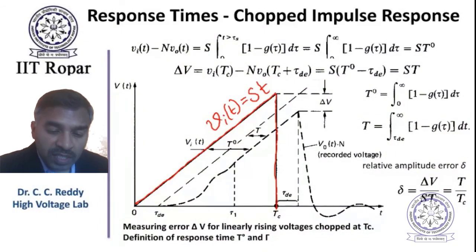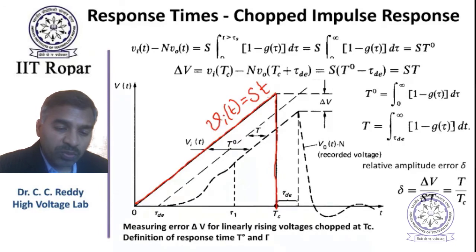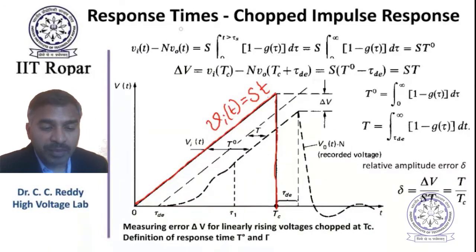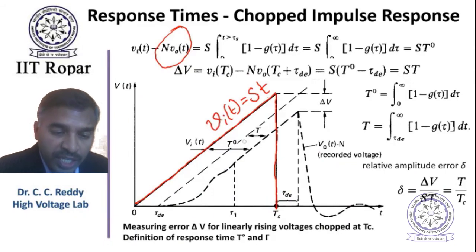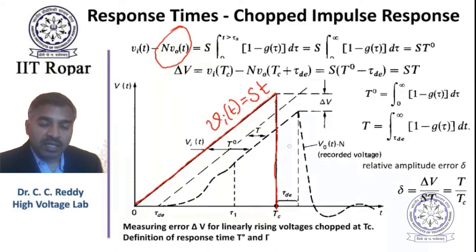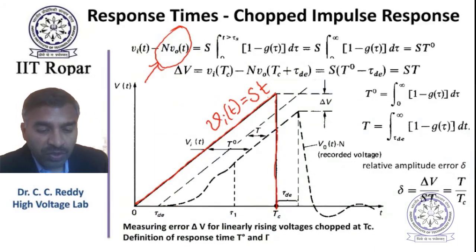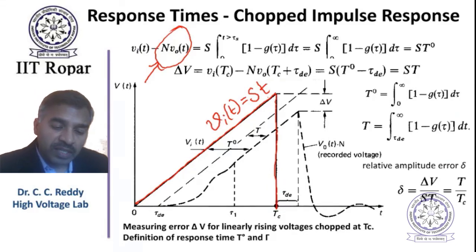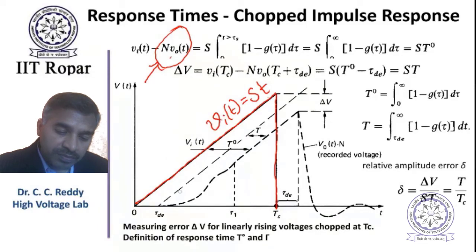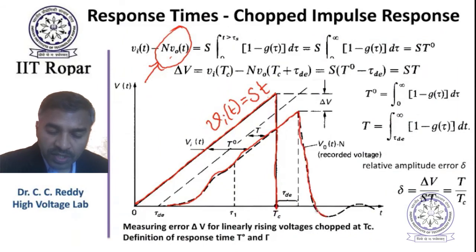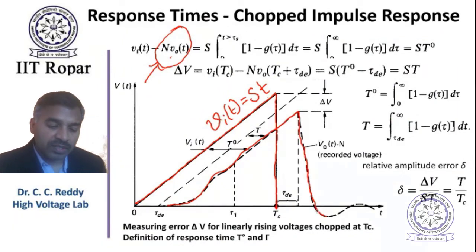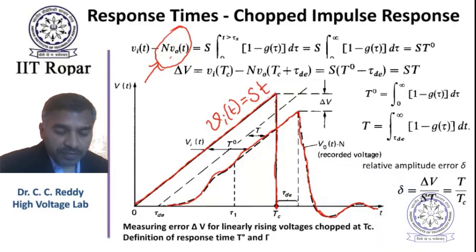For this input function, we have obtained the output function n into V naught t. I cannot compare simple V naught t; I have to compare n into V naught t because the input and output have this dividing ratio, the impulse divider ratio. That is why the output is multiplied by n and then compared. So this is exactly the output. Initially it has oscillations, then after it is chopped at Tc the waveform comes like this. Actually, there is an initial delay TDE.